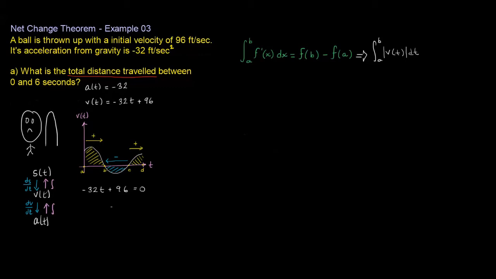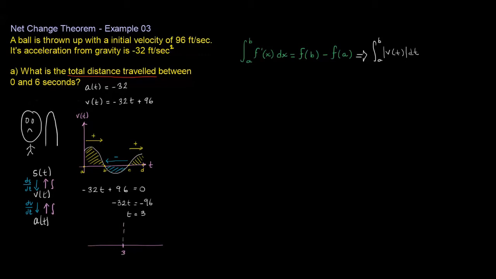This will be -32 times t equal to -96. So we divide both sides by -32, right? 96 over 32 is equal to 3. That is to say, I'm going to write here a line at time 3 seconds.